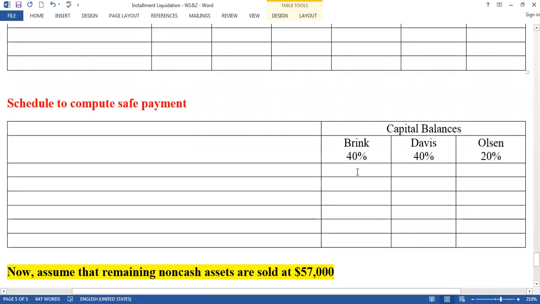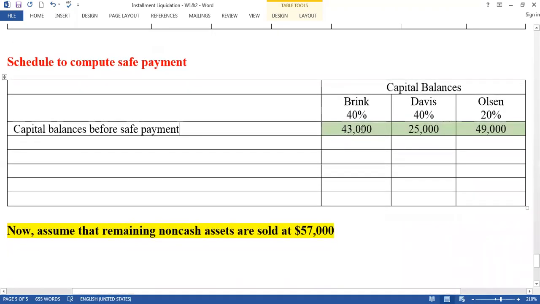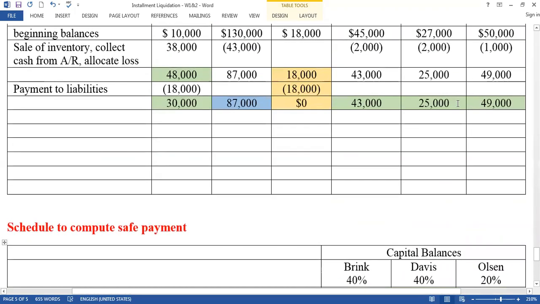At this moment, these are their capital balances. So, capital balances before safe payment. This is the capital balances before safe payment, right? Here, this one. I just copy and paste.